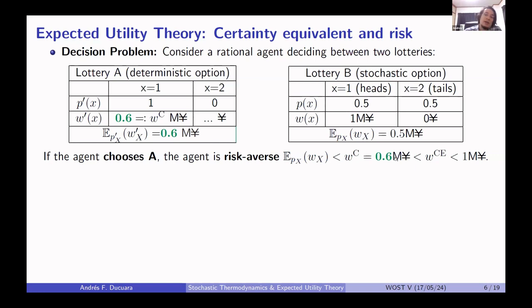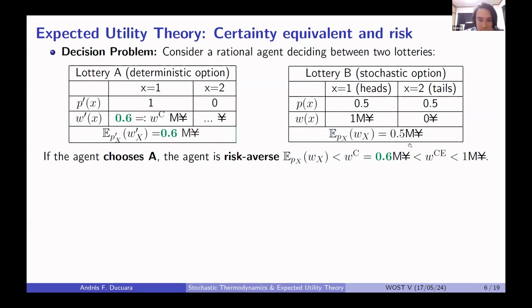But now we can imagine that the referee starts changing the deterministic option, increasing this number a little more. Say this is 0.9, and now this is 1. Now this option doesn't look as attractive as before. So there's going to be a point at which, by increasing this number, the agent changes his mind from option A to option B. This is what we call the certainty equivalent: a threshold after which the player changes his mind from the deterministic to the stochastic option.